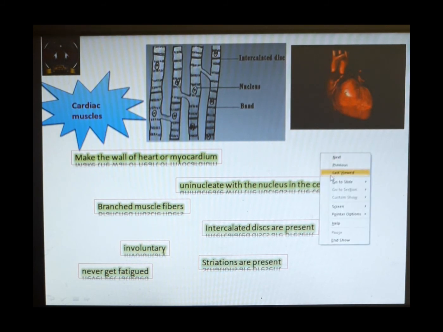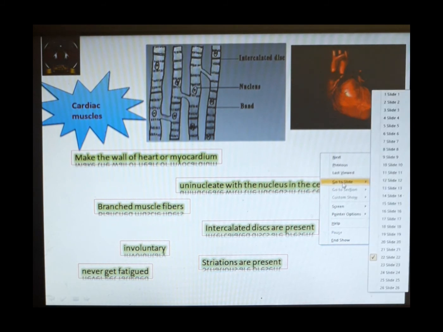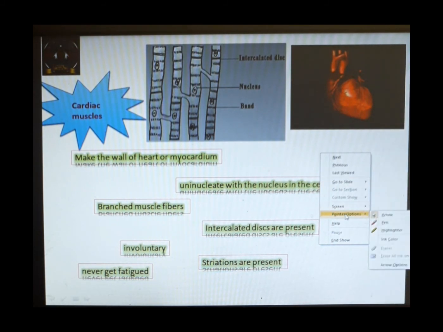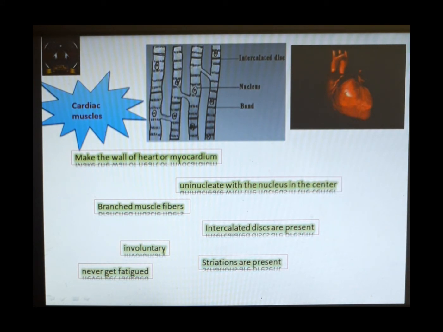Now what is the beauty of these muscle cells? That some of the properties they share with smooth muscle cells and skeletal muscle cells. Some properties are common, but these muscle cells have their own unique properties or features as well. So let us see all of them now. Cardiac muscles are going to form the wall of the heart called myocardium that we have already seen. Each cell is a single cell.